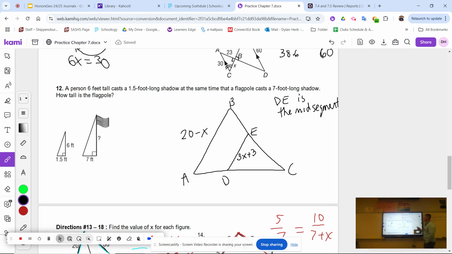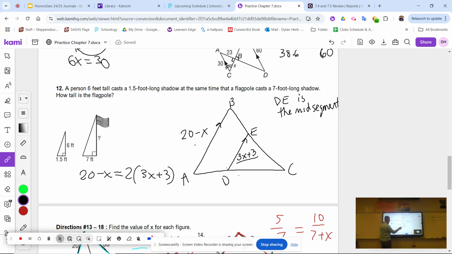So two things. One thing about a mid-segment is it's always half the length of the side opposite to it, and it's always parallel to that side. So this is a mid-segment. You know this side and this side are parallel to each other. And we also know that DE is half of the length of AB. So to solve this, I can say that the outside side here, 20 minus x, must be congruent to, and then again, this is only half of the side, so we have to double that. So double the mid-segment.